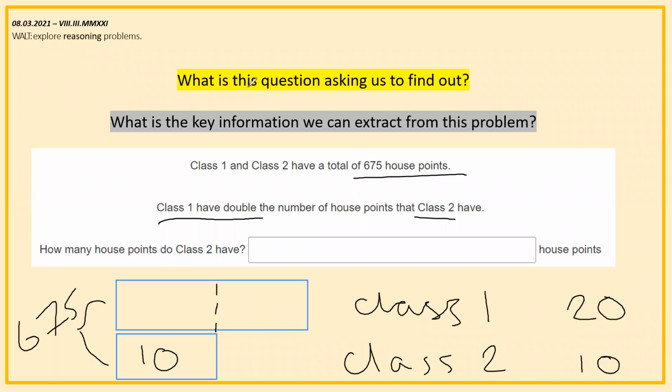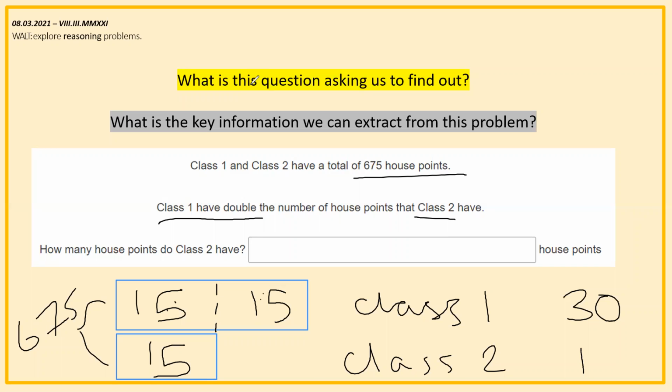Now, if we look at it the other way around, and I say to you that in total, class 1 have got 30 points. So I'm going to split this into 2 parts because I've got 2 parts of my bar model. So 30 divided by 2 is 15. So that would mean 15 goes in each box. Class 2 has got the same as one of those boxes. That means class 2 have got 15 points. And again, you can see that 30 is double 15.